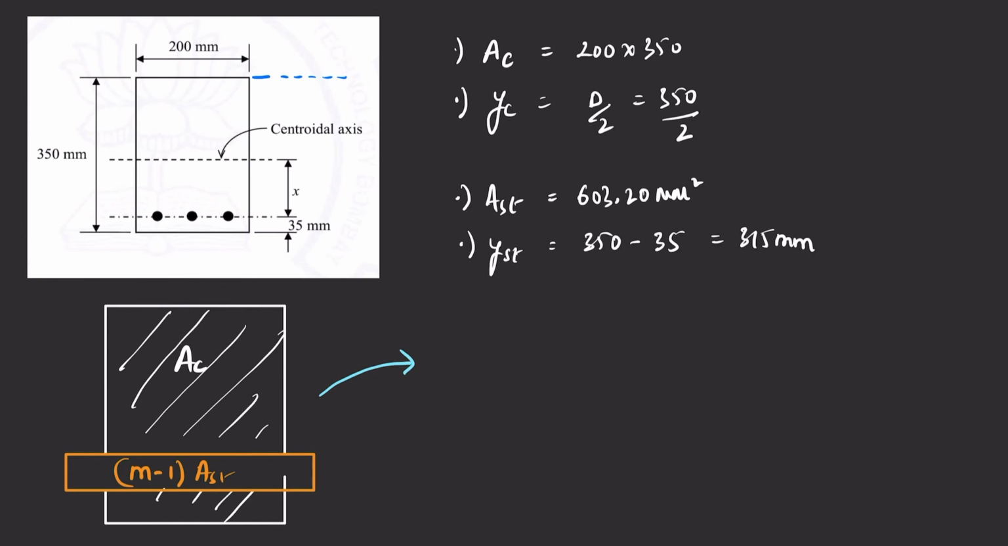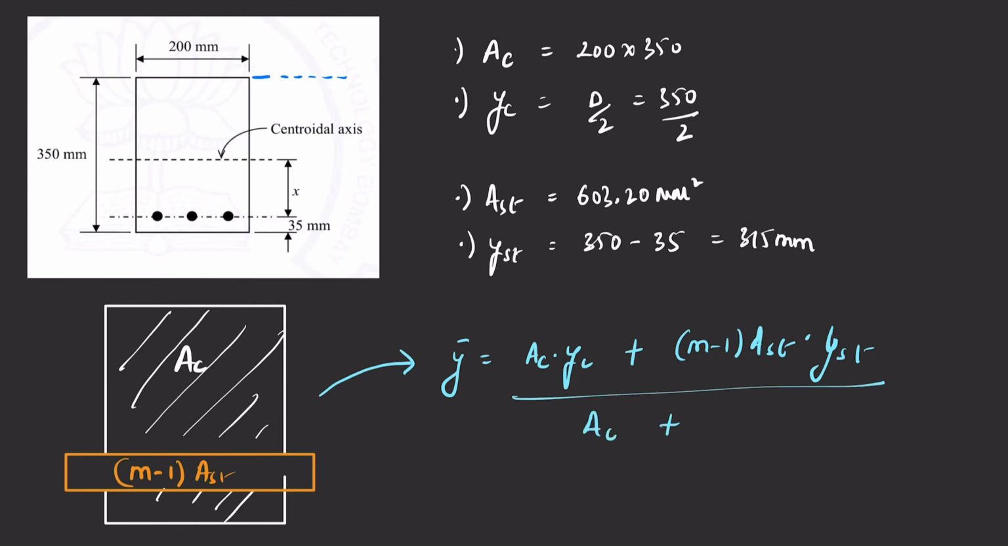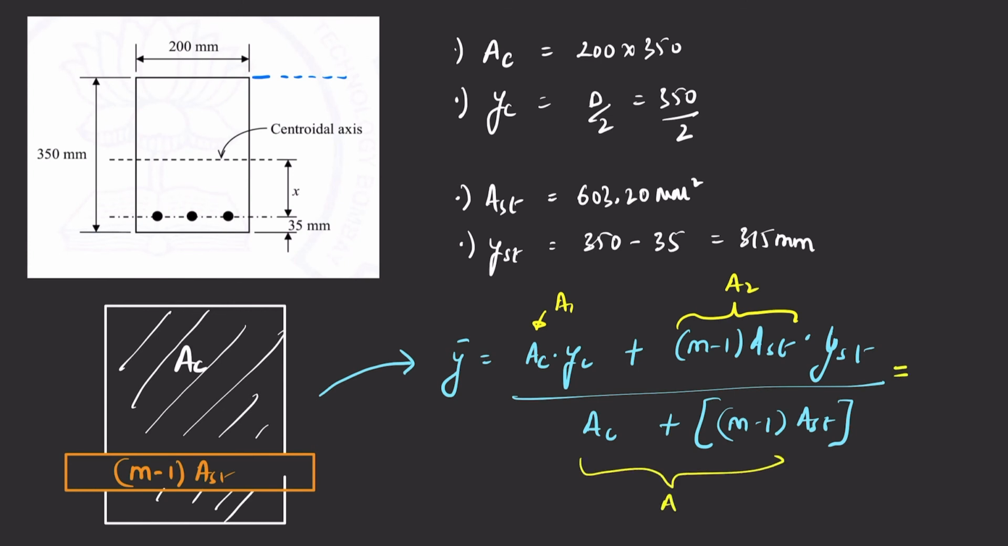So if we write our final formula, y bar will be equal to AC times YC plus, since we already converted the steel into concrete, our equivalent area will be (m minus 1) times AST times YST, divided by AC plus (m minus 1) multiplied by AST. So this is your A1, this whole thing is your A2, and this is your total area. By plugging in all the values, we'll get y bar equal to 185.59 mm. Here we got the depth of the neutral axis, that is y bar.